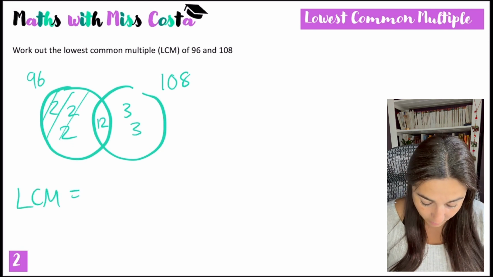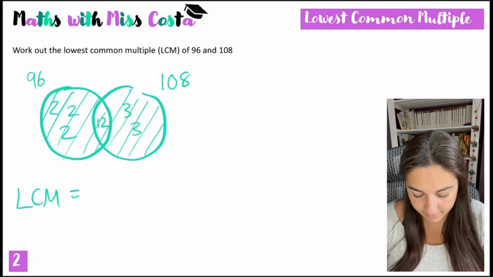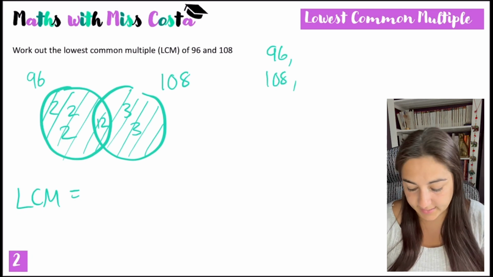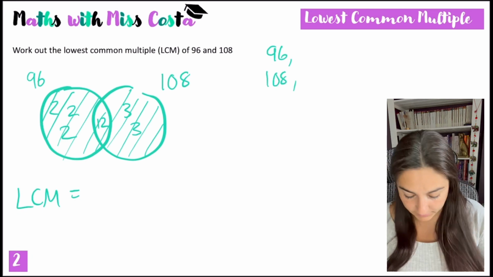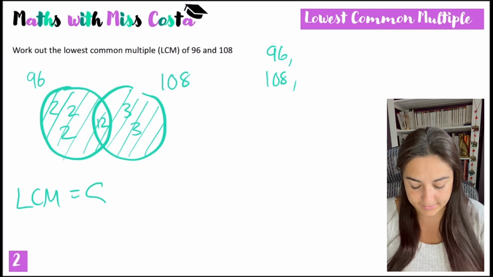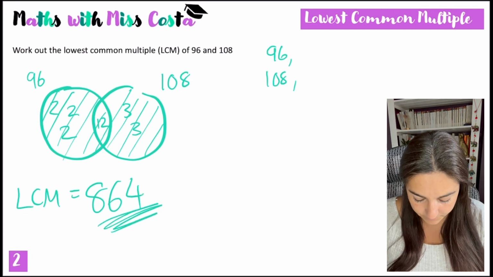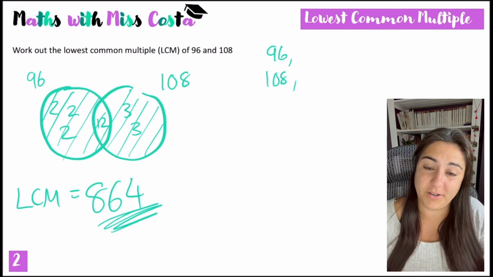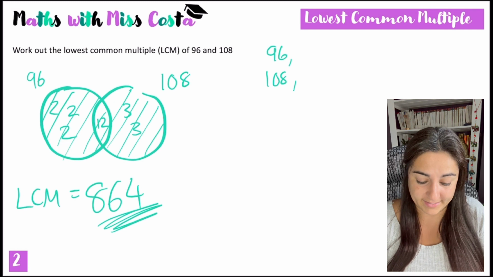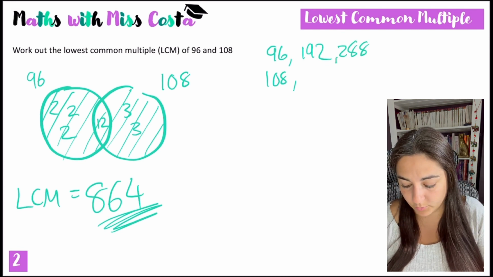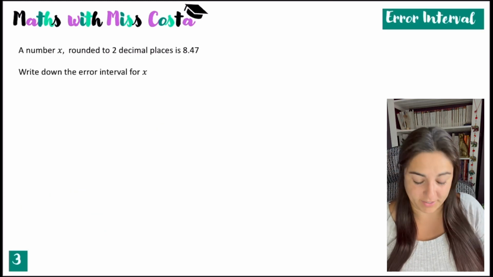Now, to work out the lowest common multiple, what you do is you just multiply everything inside of your Venn diagram. And this is a lot quicker than doing the listing strategy of writing out all of their multiples. So 2 times 2 times 2 times 12 times 3 times 3 is 864. And that's why I chose the Venn diagram, because personally, I think that's a lot easier. You could just sit there writing numbers out on your calculator, saying 96 plus 96, which would be 192, plus 96 again, 288, and so forth. But personally, Venn diagram method, much quicker.